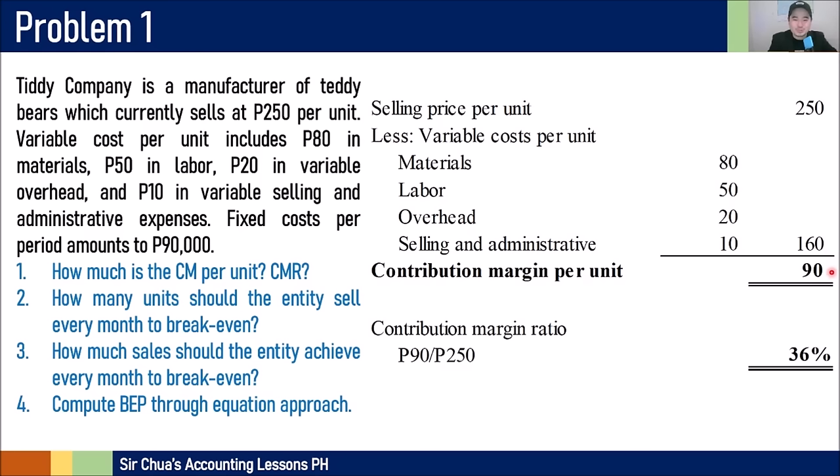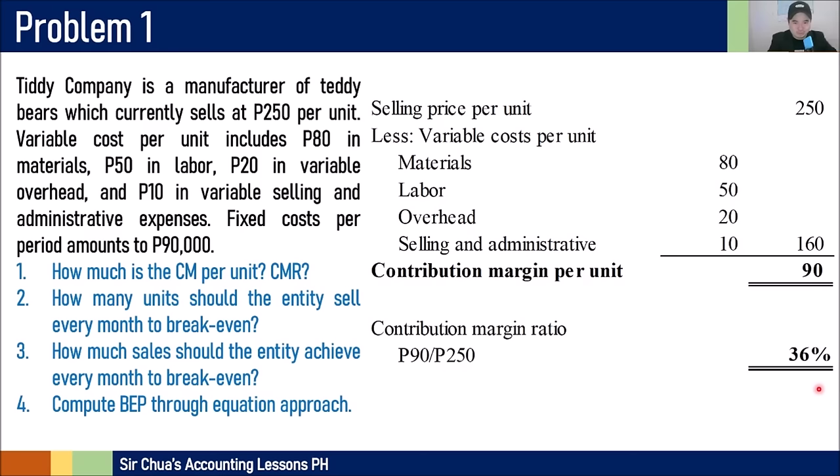Now, for your contribution margin ratio, you just have to divide your contribution margin per unit by your selling price per unit. 90 divided by 250, your CM ratio is 36%. It means that 36% of your sales is your contribution margin. And that is your answer for number 1.